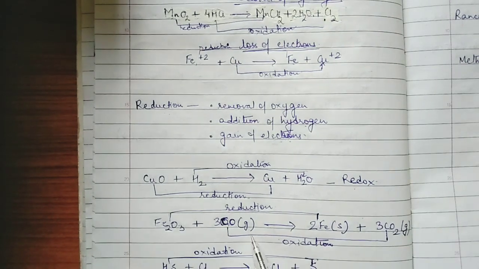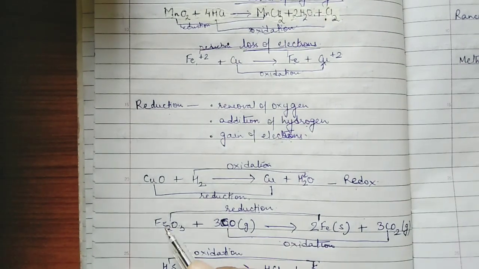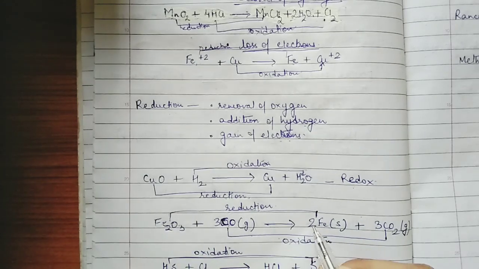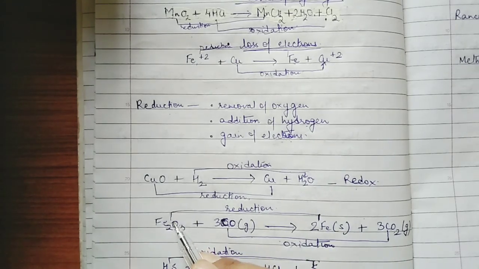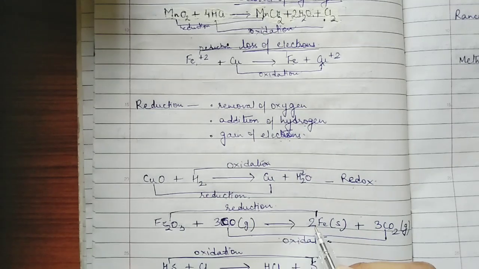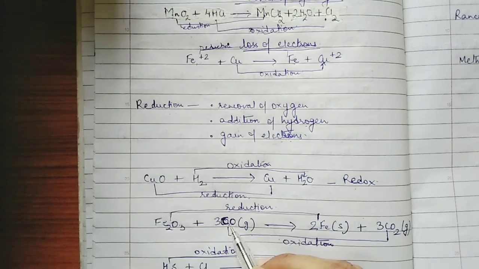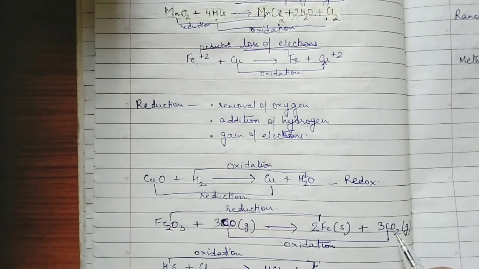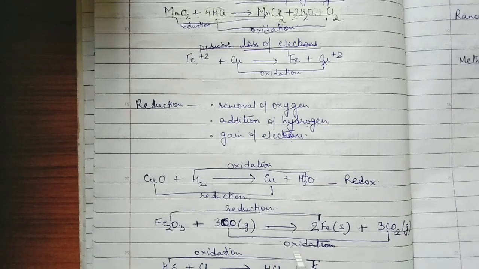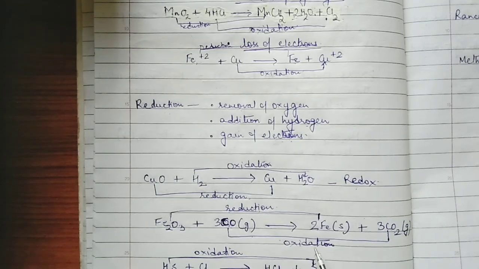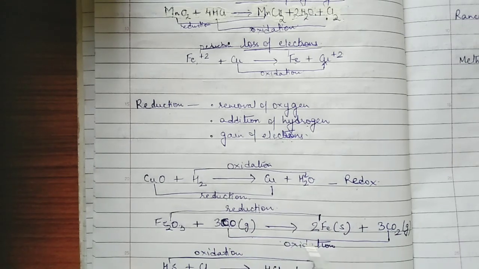Similarly, this is also an example of a redox reaction where Fe2O3 gets converted to Fe. It is losing oxygen, so it is undergoing the process of reduction. CO is gaining oxygen. It was CO first and now it is CO2. That means it has gained one oxygen, so it has undergone the process of oxidation. So this is reduction and oxidation both taking place in a reaction. This is also a redox reaction.